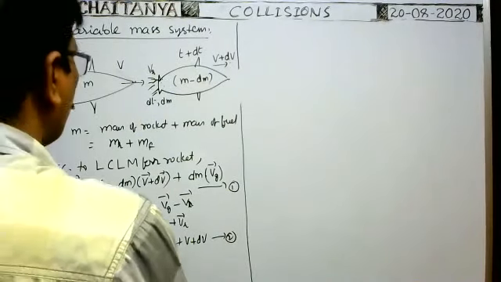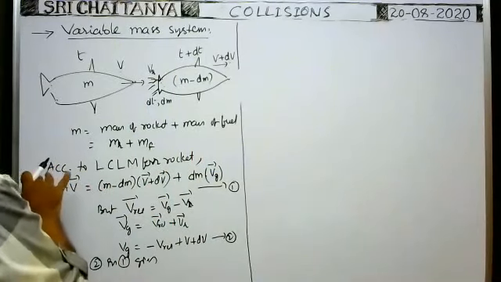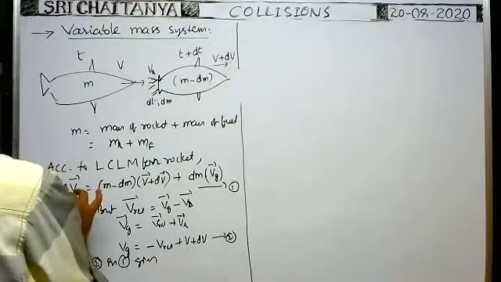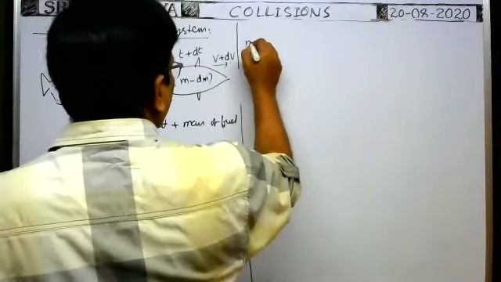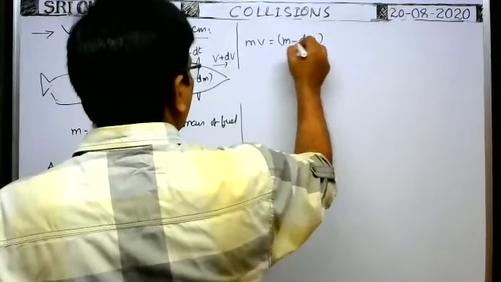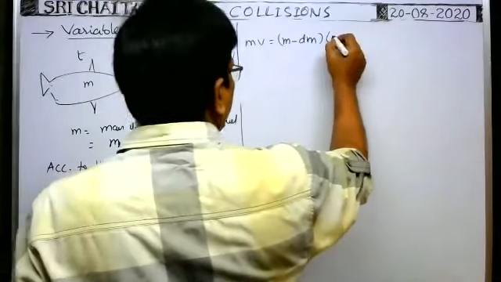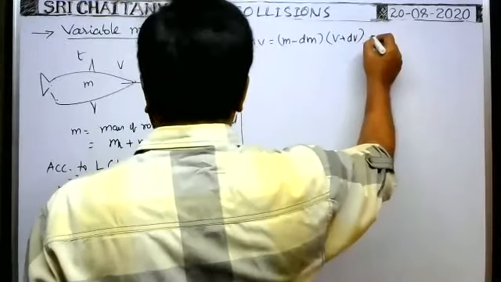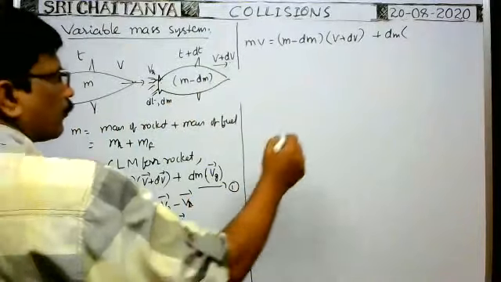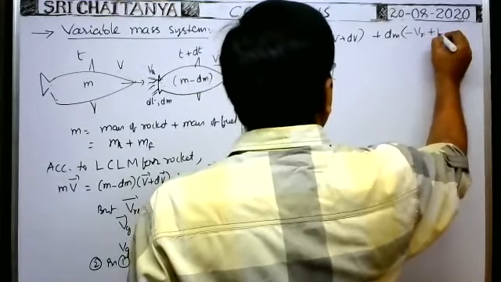Therefore, you substitute 2 in 1. Now you write in scalar form only. You remove the vector form. M into V. V is in this direction, that is taken as the reference direction. That's why MV is equal to M minus dm into V, in this direction, and dV in the same direction, so we have to write V plus dV, plus dm into Vz. Vz means we got this: minus V relative plus V plus dV.